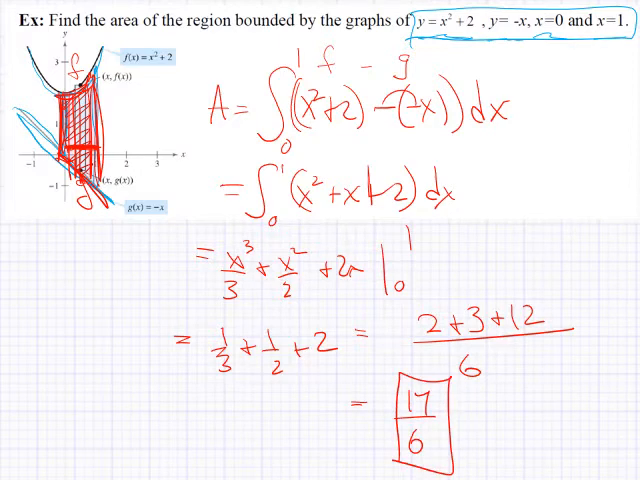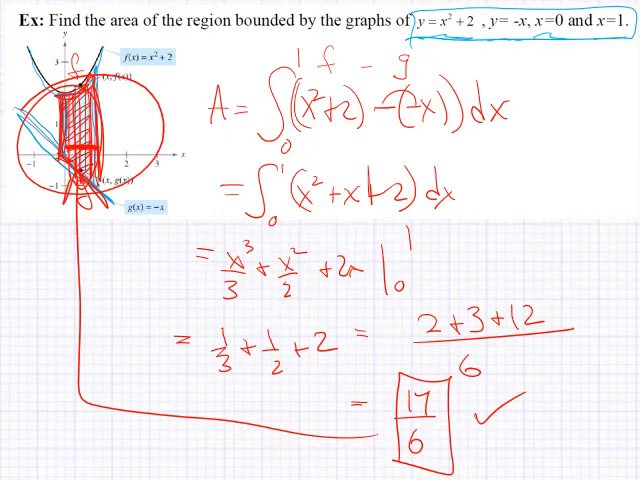All areas should always be positive, so the fact that we got a positive answer should make you feel good. Just because we got a positive answer doesn't mean it's right, but in this case it is. So that area here is 17/6. Again, very basic question, pretty simple. They do get more difficult from here.